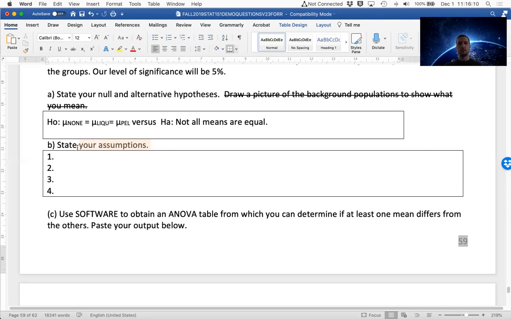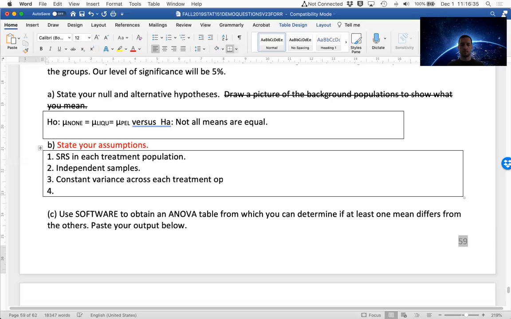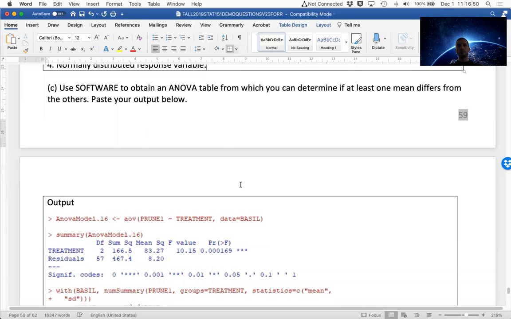Okay, state your assumptions. This isn't something that we've talked about directly, but just really quickly. We would have SRS in each treatment population. We would have independent samples. We would have constant variance across each treatment population. And we would have a normally distributed response variable. Okay, use software to obtain an ANOVA table.